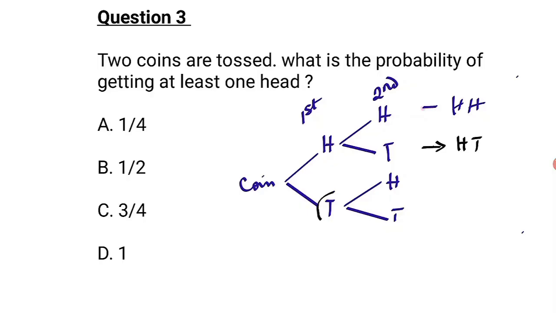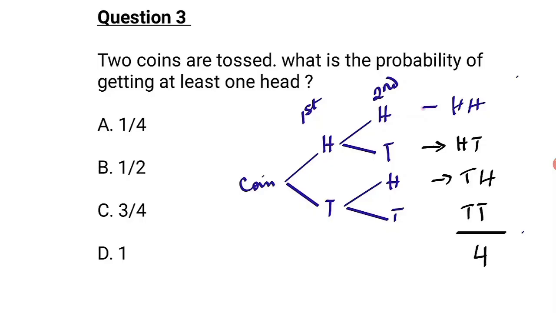Then the next one is this one, which is TH. Then the last one is this, which is TT. So in total, if you count all of this, we're going to have 4. This is the 4 total possible outcomes.